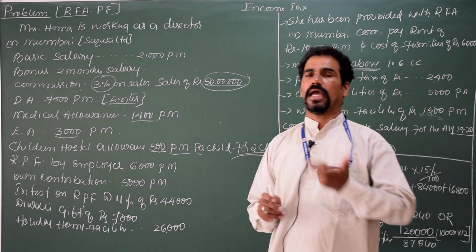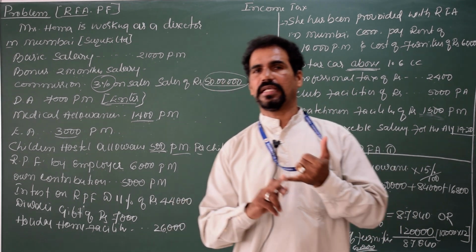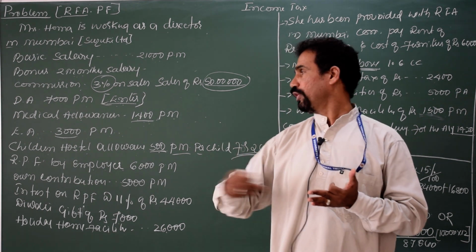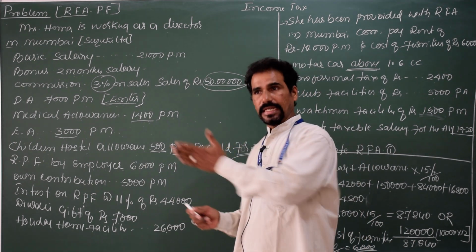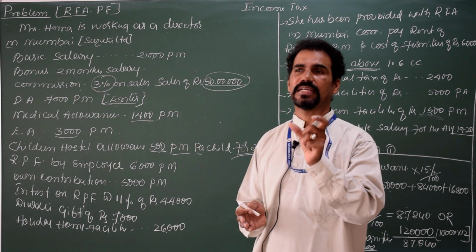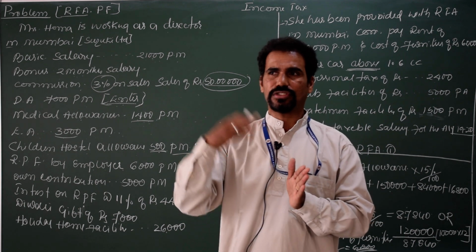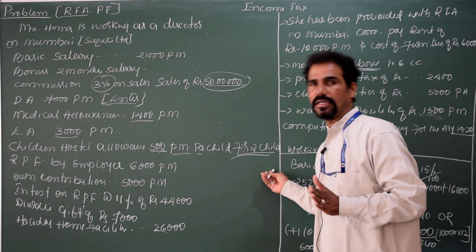How to calculate RPF? You take basic plus DA plus commission, these three. Whatever percentage is given, you take that percentage of the total amount, then deduct the maximum exemption of 12%. So 15% minus 12%, what is the extra amount? 3%. These 3% are transferred to the taxable amount.